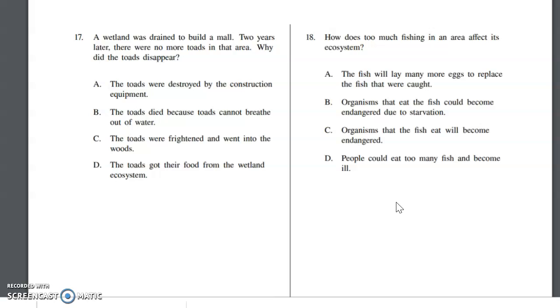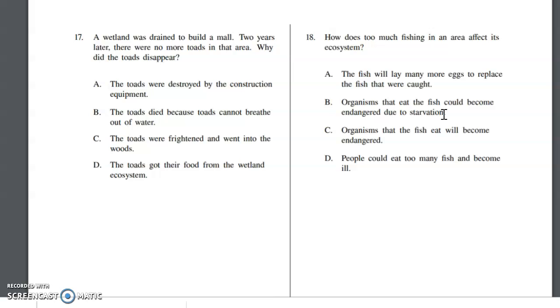Number 18 says, how does too much fishing in an area affect the ecosystem? So if we're taking too many fish out, what's that going to affect? A, the fish will lay many more eggs to replace the fish that were caught. B, organisms that eat the fish could become endangered due to starvation. Okay, kind of like our toads over here. They don't have enough food. C says organisms that the fish eat will become endangered. Well, that too is a slight possibility because they could exceed their carrying capacity and population could drop.